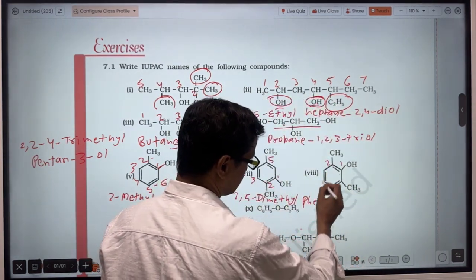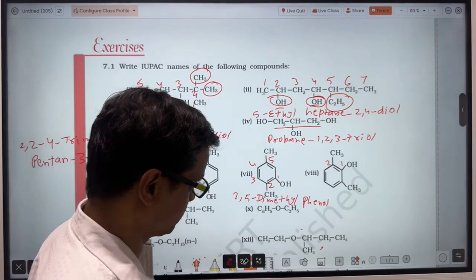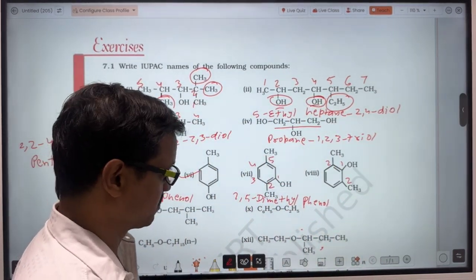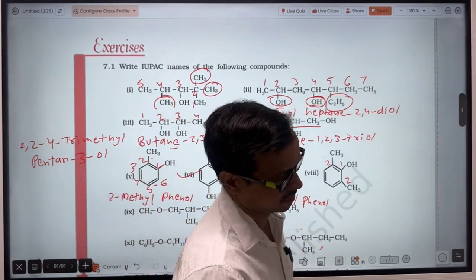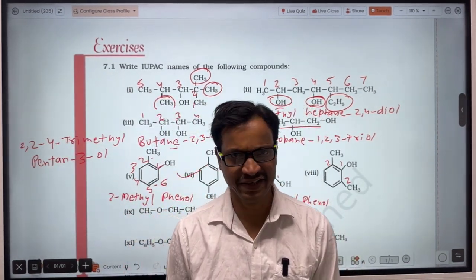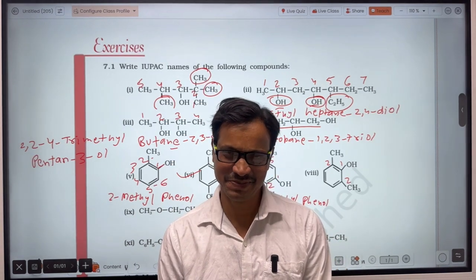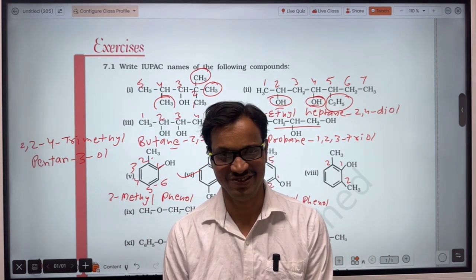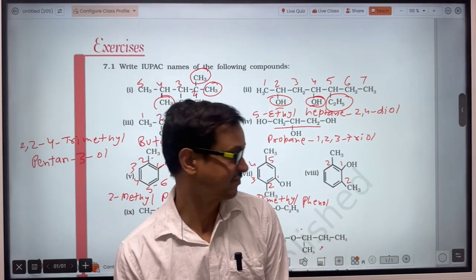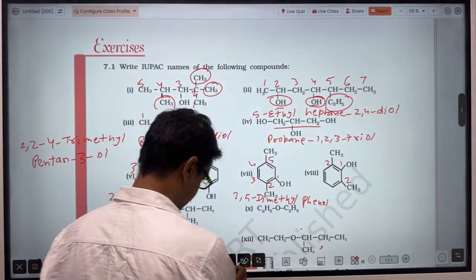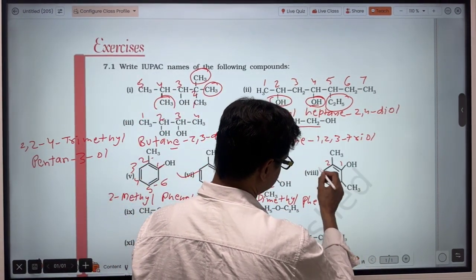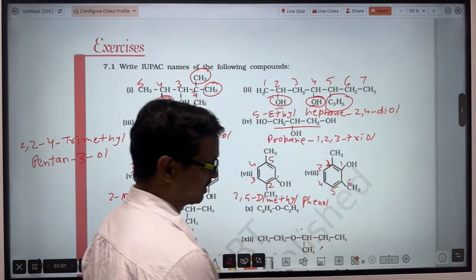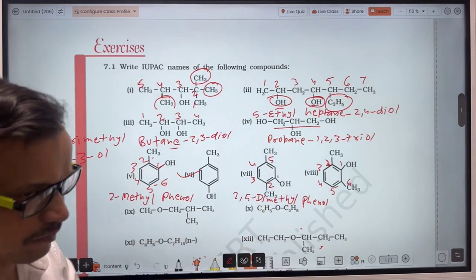Let's see. The first substituent is getting second position, and when you do numbering in clockwise direction, the first substituent also gets second position. So either you do the numbering in clockwise or anti-clockwise direction, the IUPAC name will be the same. It doesn't matter. So anyone you can take. 1, 2, 3, 4, 5, 6. The methyl groups are at second position and at sixth position.